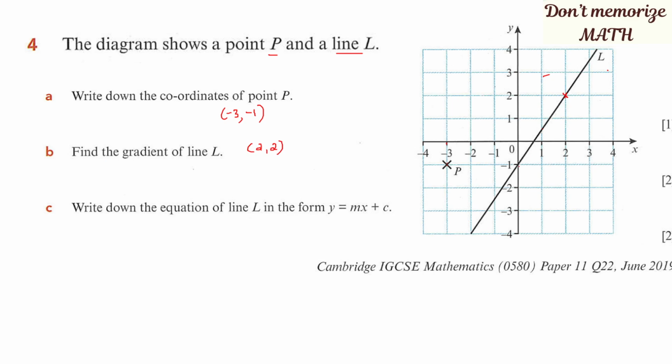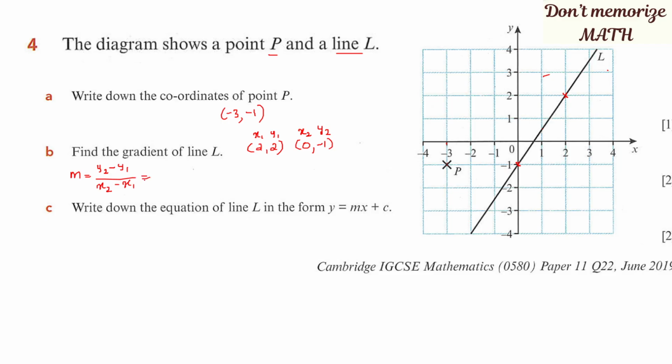Next point you can take this one, 0 and -1. So first x coordinate, then y coordinate. From the line you can choose any 2 points. One point you can take as x1 y1, next point as x2 y2. So we have the gradient formula, m is equal to y2 minus y1 over x2 minus x1. You can find the gradient like this, or you can make a triangle, rise over run, or y over x is also fine.